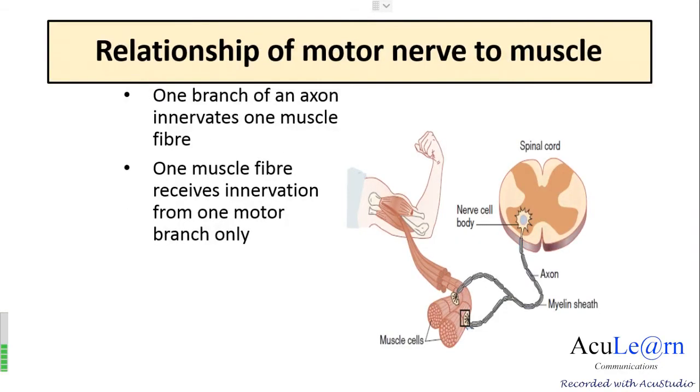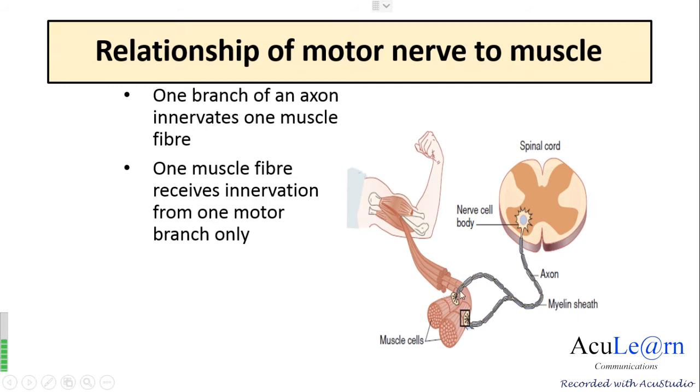The relationship of the motor nerve to the muscle is what we are going to discuss first. You can see here the somatic motor pathways have a single neuron which originates in the central nervous system and projects its axon to the target tissue, which is the skeletal muscle. The cell bodies of the somatic motor neurons are located in the ventral horn of the spinal cord and in the brain, and the long axon projects to the skeletal muscle, and these axons are myelinated.